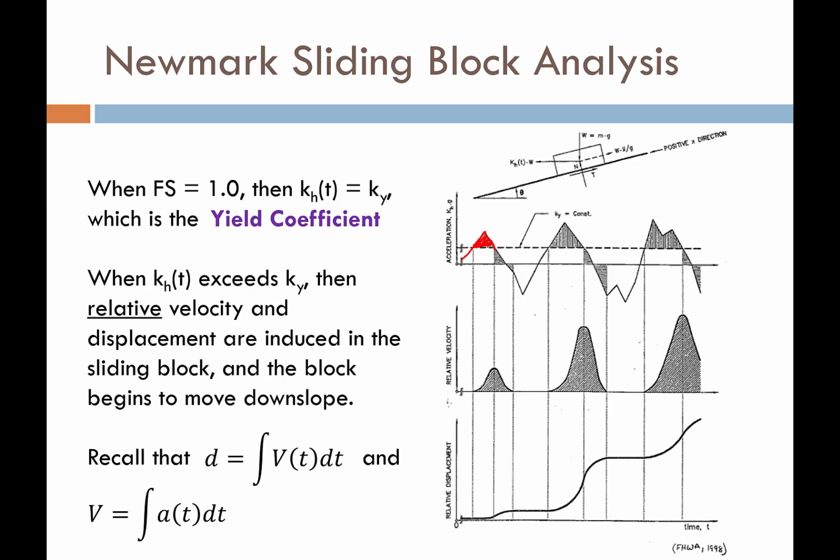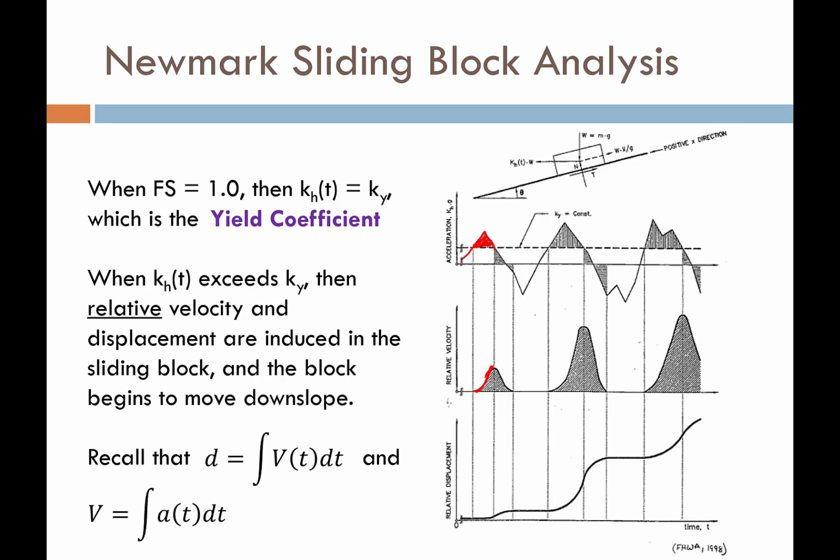So once we exceed that yield acceleration, we start to generate velocity. And we can compute this velocity by integrating the area beneath that exceedance. So this is a triangular shaped area that's exceeding the yield acceleration, so that's going to produce then a parabolic velocity.